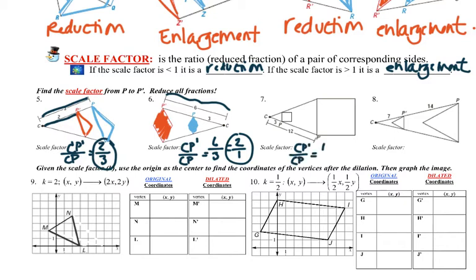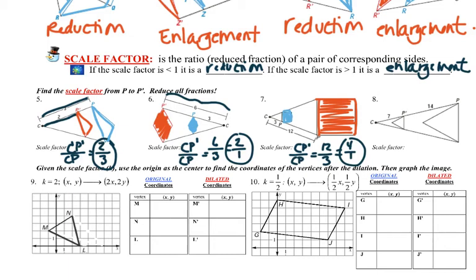CP prime over CP. Here CP prime is 12 over 3, so that reduces to 4. That's again saying that it's an enlargement. There's the original with the plain P. Here's the changed with the P prime. What that's saying is that the red square is 4 times as big as the blue square.